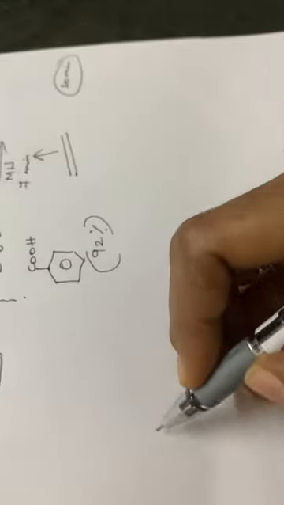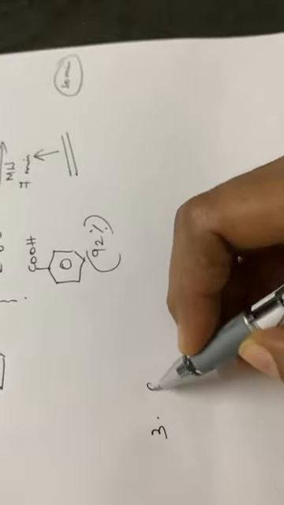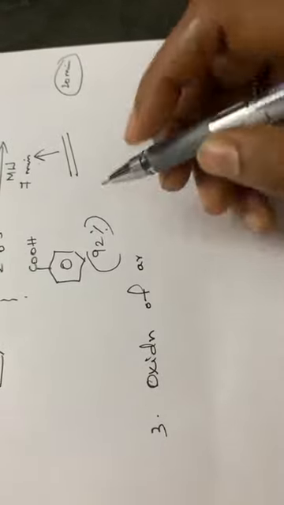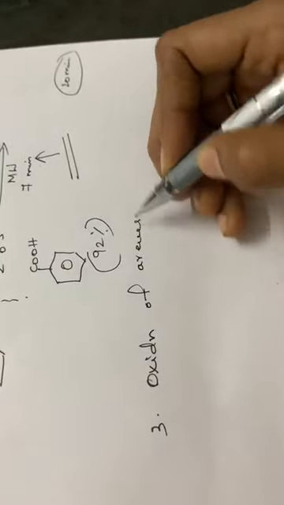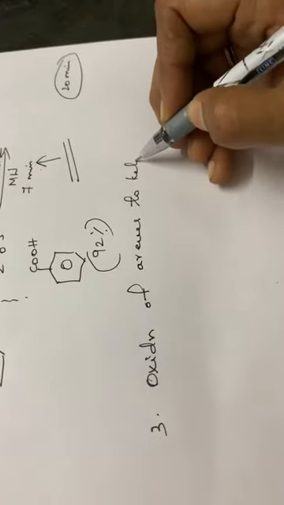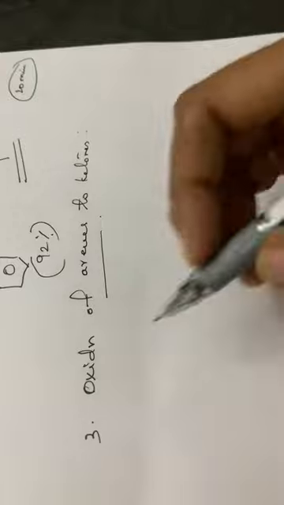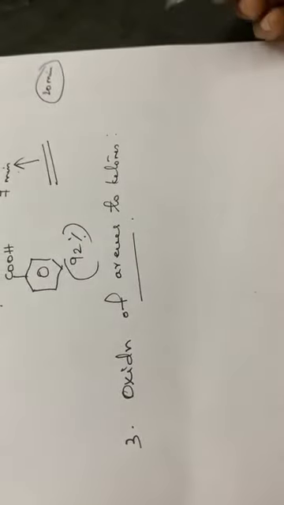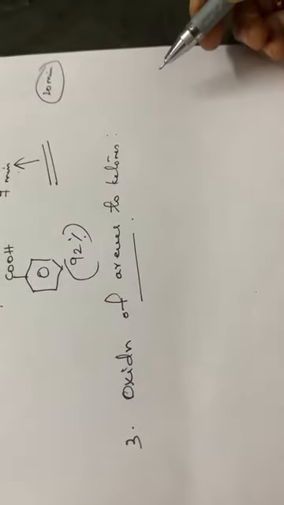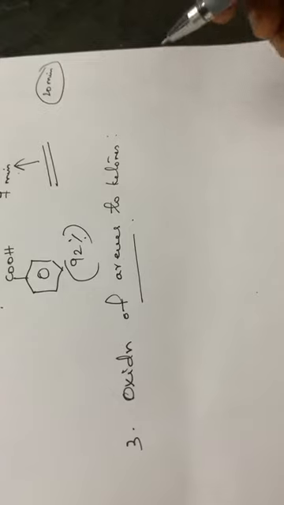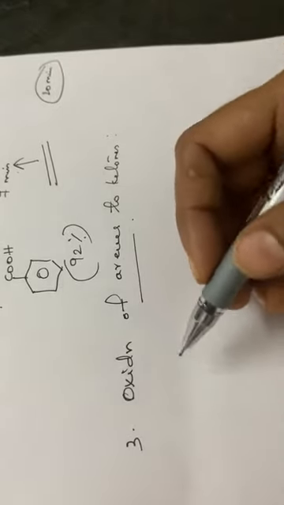Then the next one, the third reaction, that is the oxidation of arenes to ketones. See, normally arenes are oxidized to ketones. That means arenes, a double bonded compound, will be converted to a CO group using this microwave assisted reaction, and the reaction will be completed within 30 minutes of the start of the reaction.